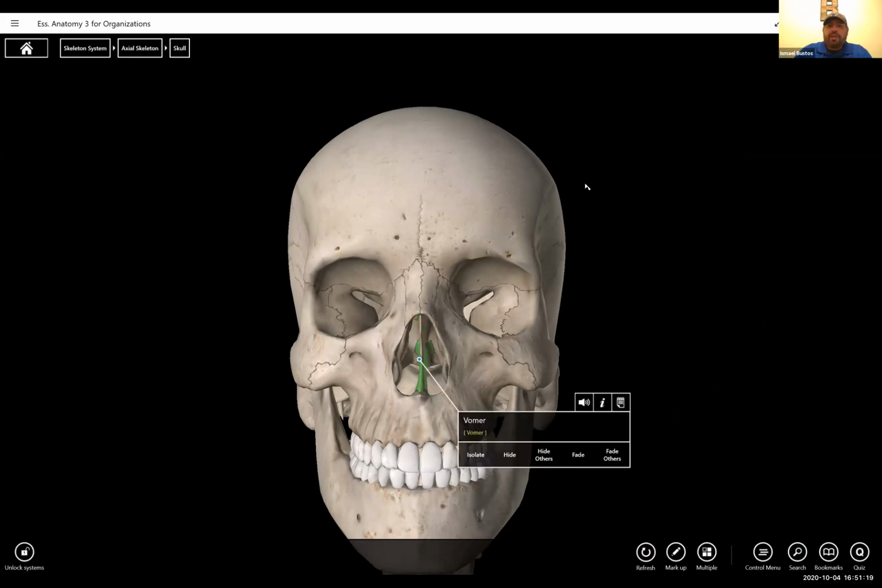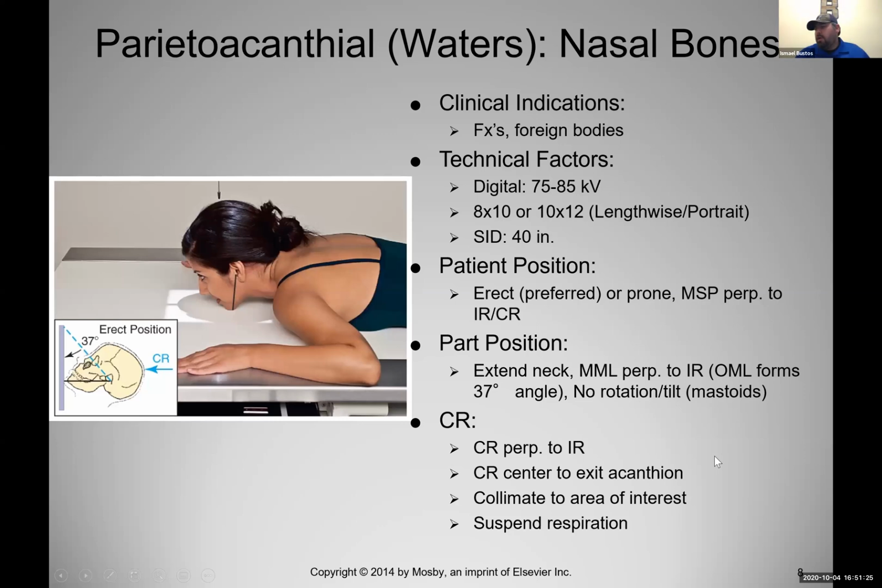So we want to do this projection to make sure that there is no deviation of that bony nasal septum, which means we don't want it going to one side or the other. Sometimes when there's trauma, you'll have one deviated to one side or the other, and that's going to cause some breathing problems. Okay, kVp 75 to 85. All right, 40-inch SID. The erect position is the preferred position for the Waters, but you can do it prone. It just makes it easier to do it erect.